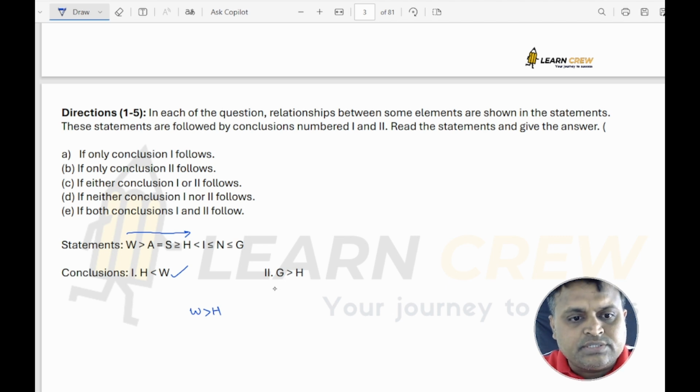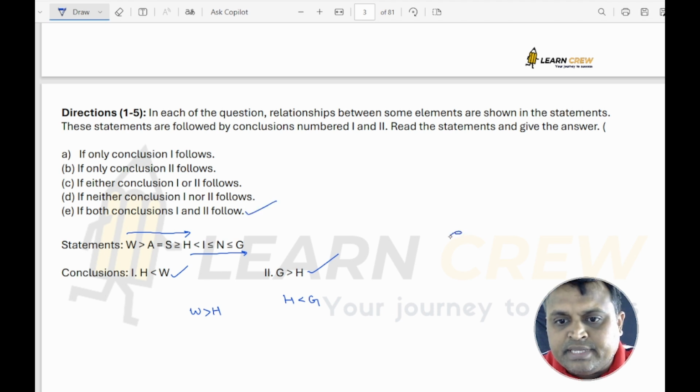Now G and H. Here I am moving from here to here. So H less than or equal to, less than. From this I can say H less than G. H less than G means G greater than H. So both are correct. So answer is option E. Next, third question.